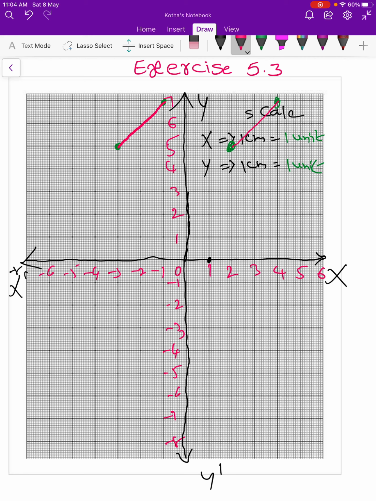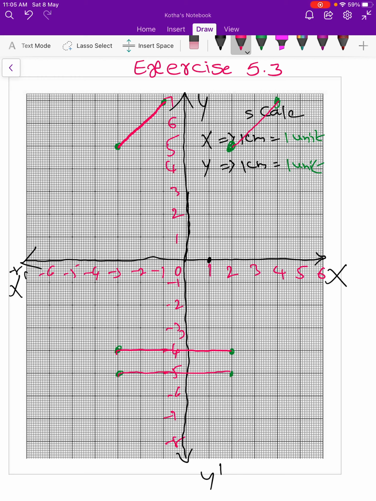Next point is -3, -4 and 2, -4. So these 2 if we join, this much. Next, 4th question. -3, -5, this point. 2, -5, this point. If we join these 2, it comes like this. And the remaining questions you do on your own, because it is just joining only, right? No problem with this.